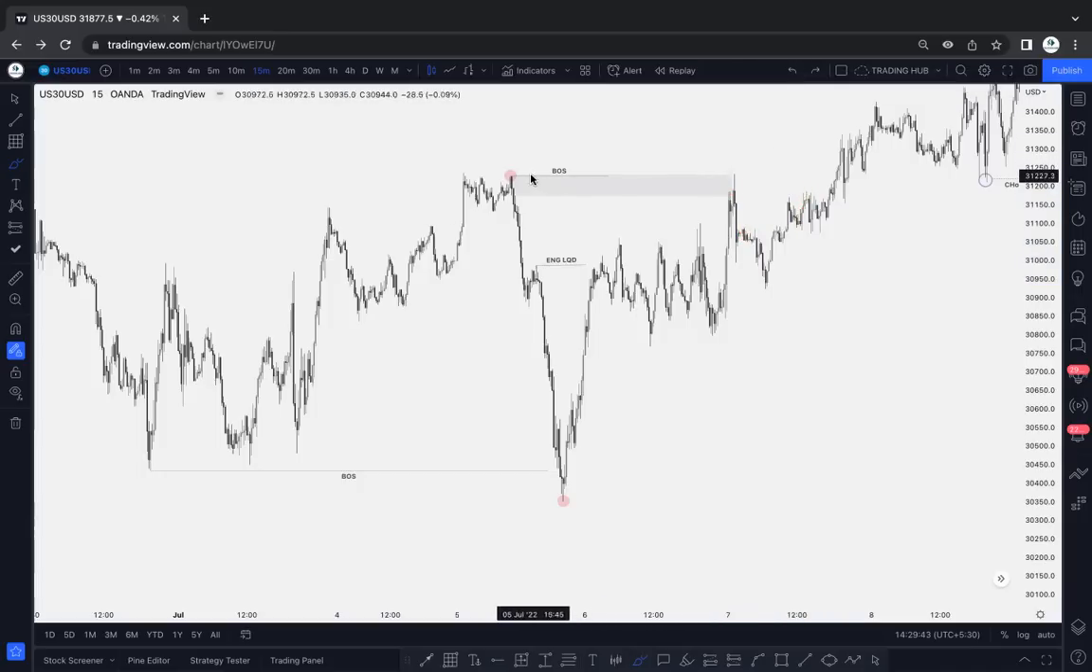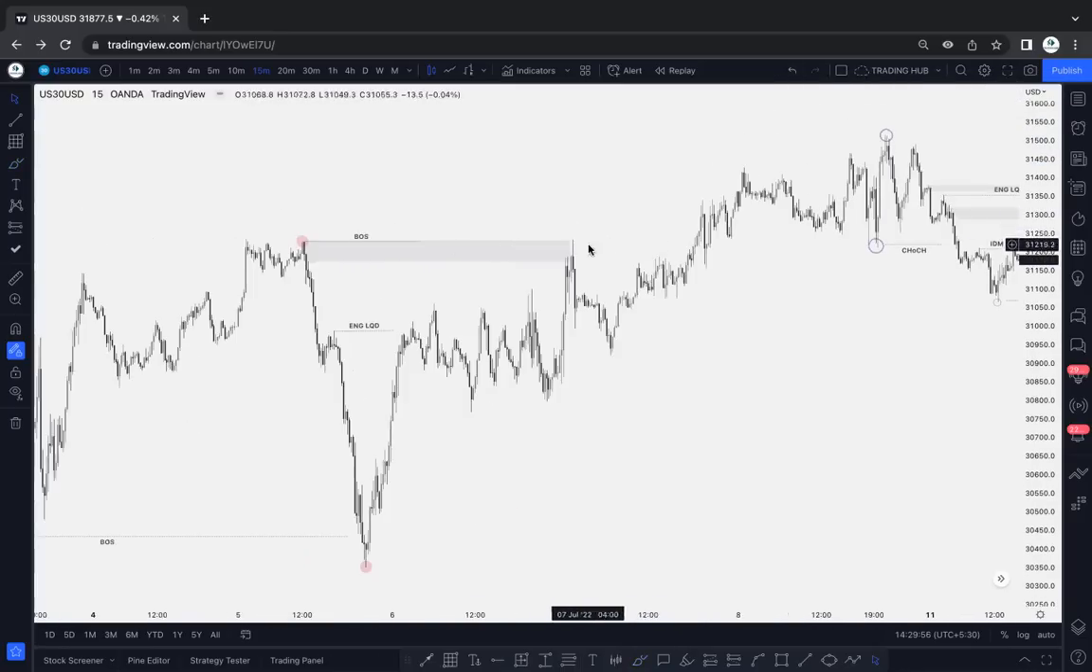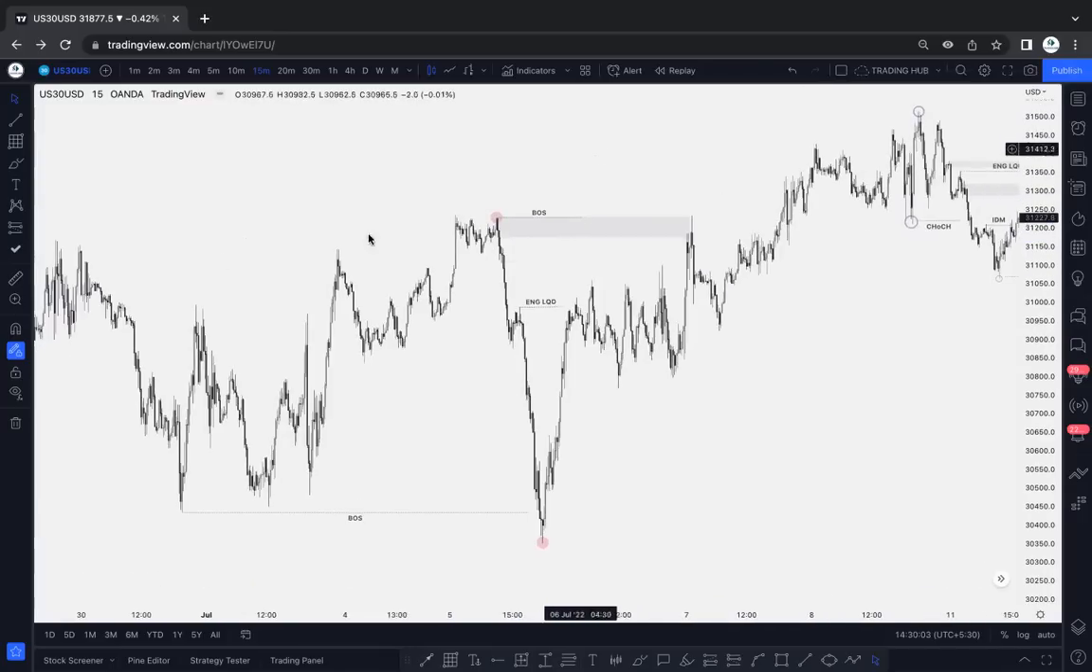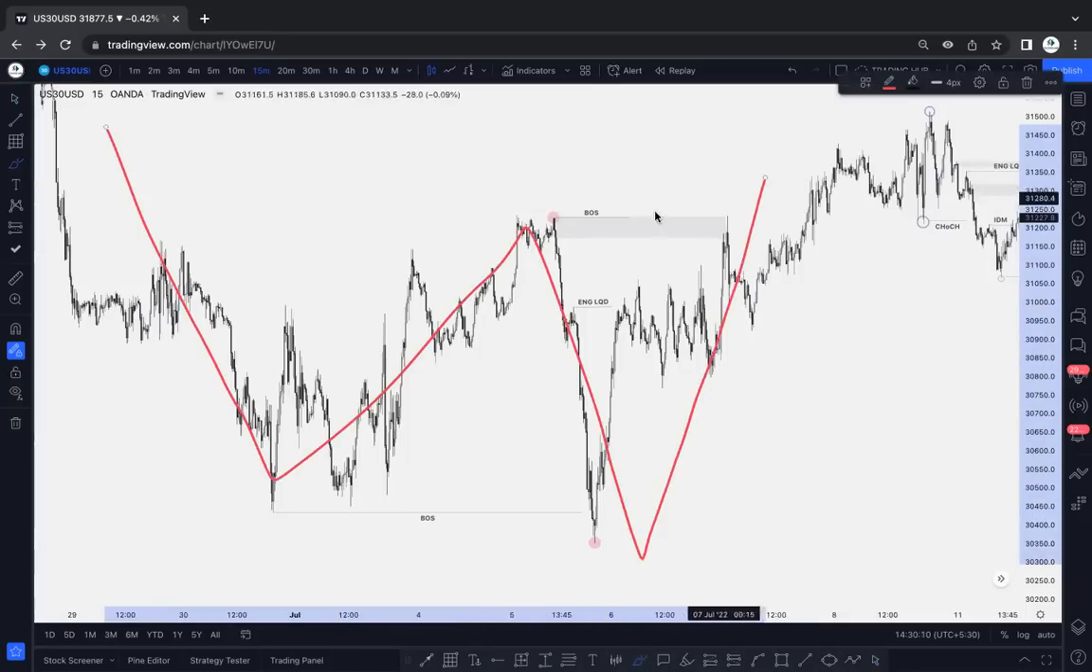And the market closed above it, so this is an indication of reversal. It means the market no longer wants to go downside. Finally it closed above it and confirmed this is our change of character, because the market is bearish. Look at this. So the market closed above it, so this becomes our change of character.